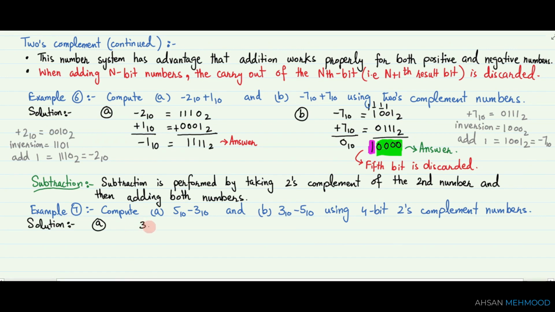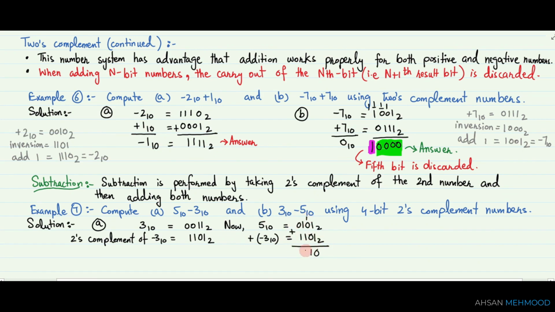Since 3 base 10 is equal to 0011 base 2, taking its 2's complement to obtain minus 3 base 10 gives us 1101 base 2. Now, adding 5 base 10 to the 2's complement of minus 3 base 10 gives us 10010 base 2. Note that the carry out of the most significant position is discarded because the result is stored in 4 bits.